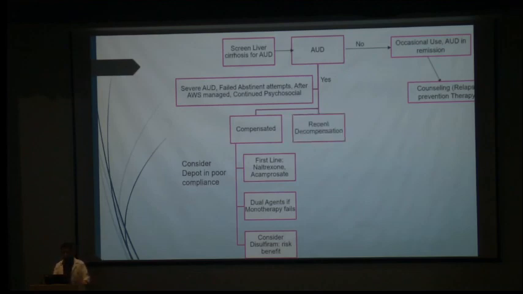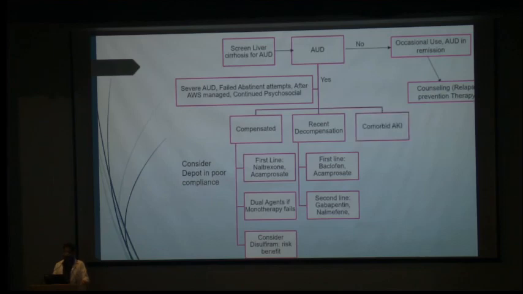on a case-to-case basis. Patients who have had recent decompensation, the first line remains baclofen and acamprosate. The second line remains gabapentin. Nalmefene unfortunately is not available. And those who have comorbid kidney dysfunction, it is recommended to avoid acamprosate.